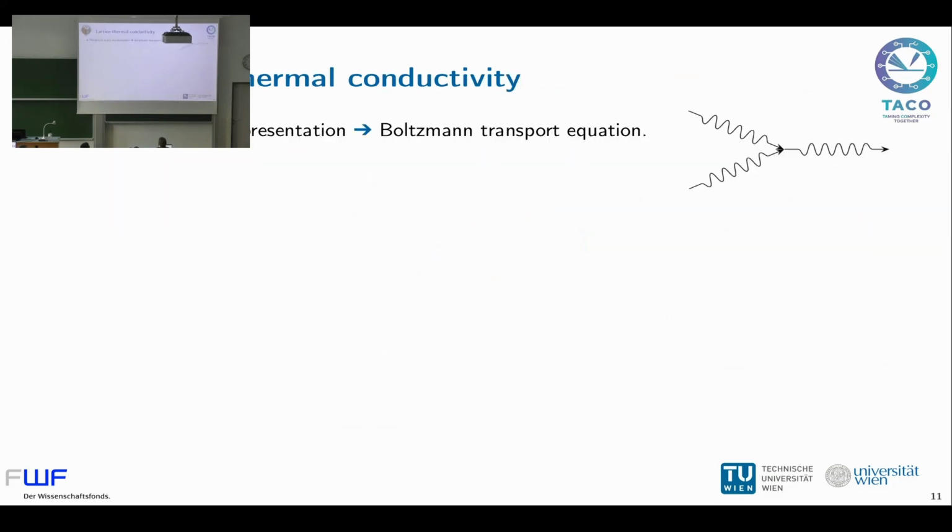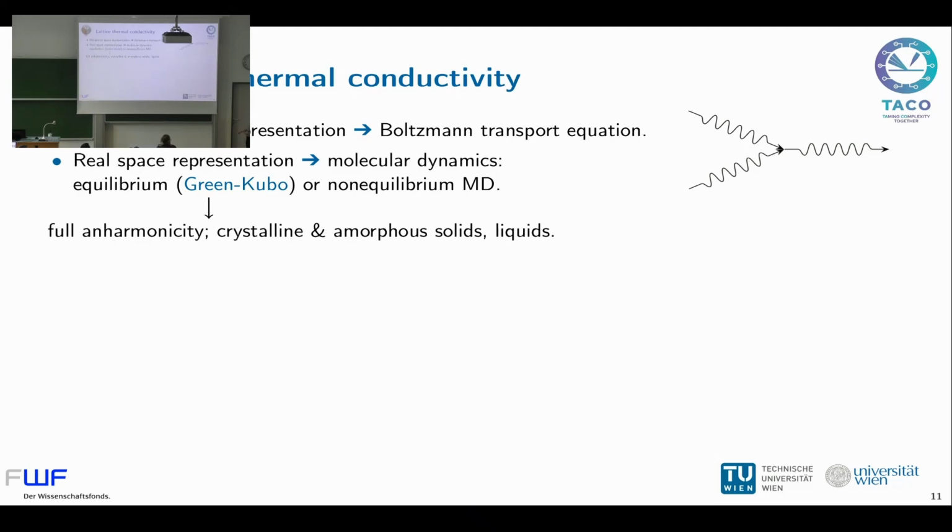And then we moved on to study the lattice thermal conductivity. Now, just a very short introduction on this. When, as a theorist, you set up to study the lattice thermal conductivity, the common way to do it is using a reciprocal space representation. So you look at the phonon-phonon scattering, and you solve the Boltzmann transport equation. Now, the Boltzmann transport equation only works at relatively low temperatures and not so strong anharmonicity. So then you can use other methods.